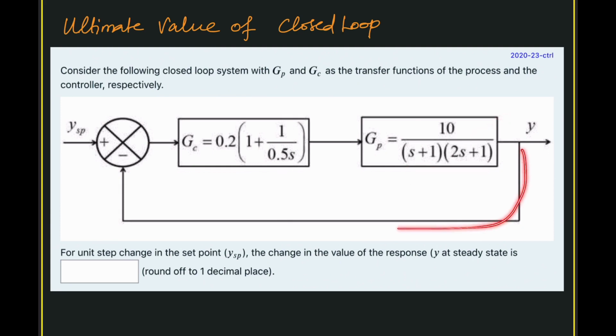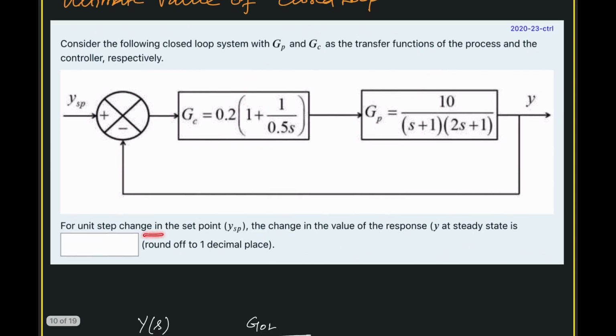So we have this unity, otherwise no gain for the measurement, simply a loop consisting of GC and GP. So we are asked to find, for a unit step change in set point, the change in the value of the response. So what is the value of y?